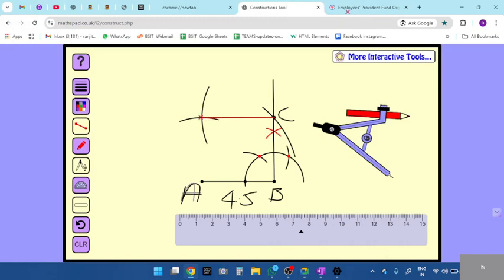Completed. Join the lines like this. And mention the diagonal. Okay, let me draw the diagonal 6 centimeter. Okay, next, last question.